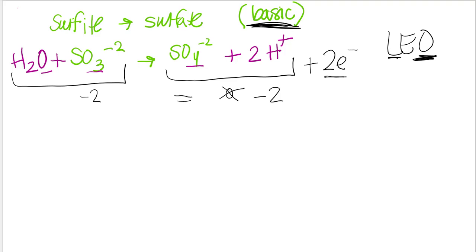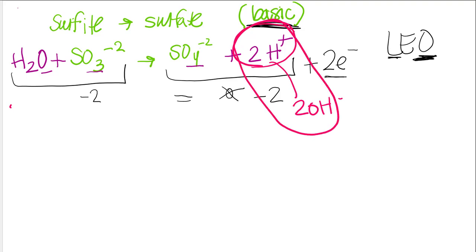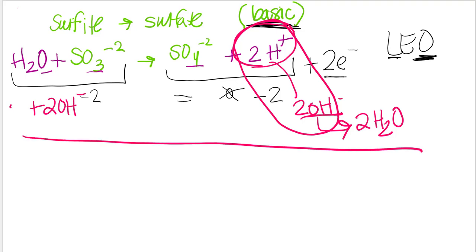And basic solution tells me that I need to add hydroxides to cancel out these H pluses. So I've got 2 H pluses on the right. That means I need to add 2 OH minuses to neutralize those H pluses, which is going to combine to form 2 waters. Because I added those 2 hydroxides on the right, I need to add 2 hydroxides on the left. Now this is kind of becoming messy, so let's see what we have here.